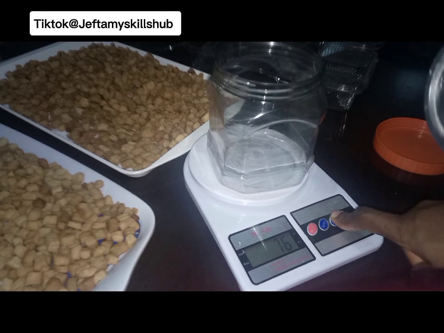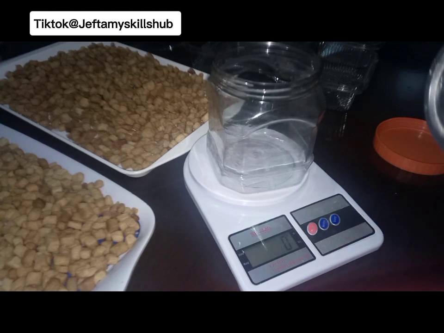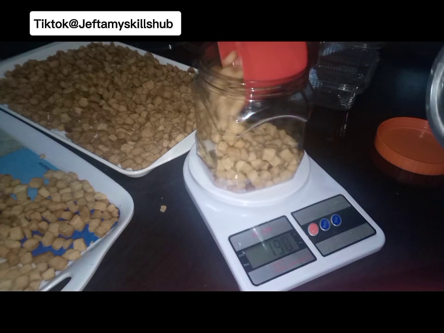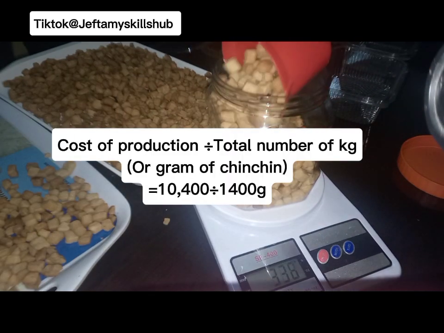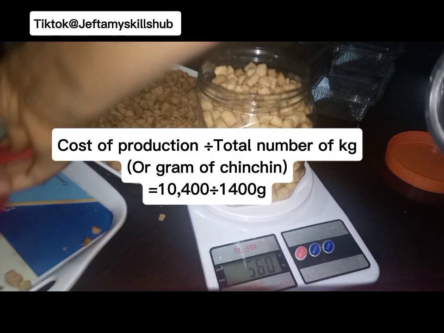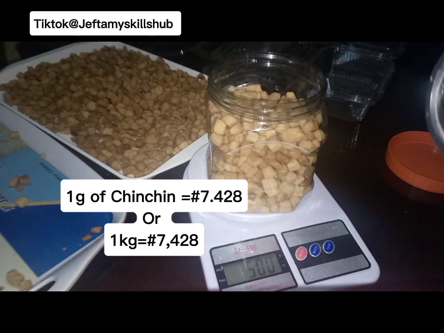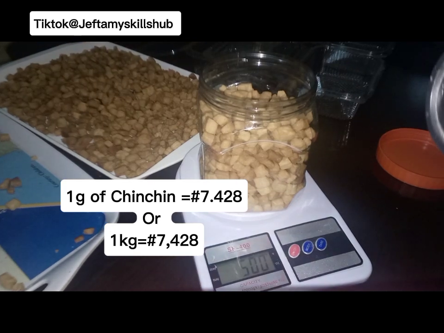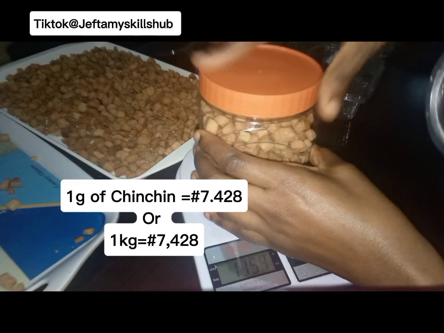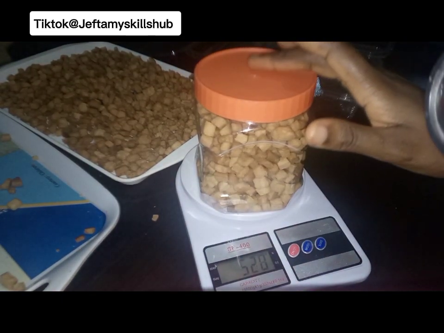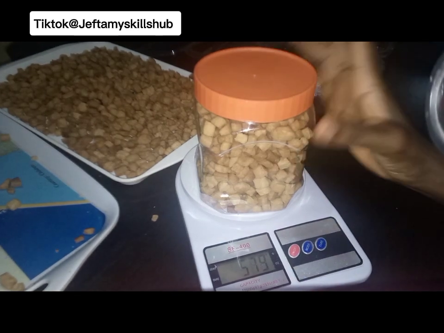If you have large bulks of chinchin to measure, you can measure it in batches and then know what the whole kg came out to be. So here I just got 1,400 grams or 1.4 kgs. So I'm just going to divide our cost of production by my number of grams. That will be 10,400 over 1,400 grams, and that is going to give me 7.42 naira as my cost of 1 gram of chinchin. Now don't feel that this is so small. It's not small, because we are now going to be using this figure to multiply the number of grams we'll be getting. I hope you understand.